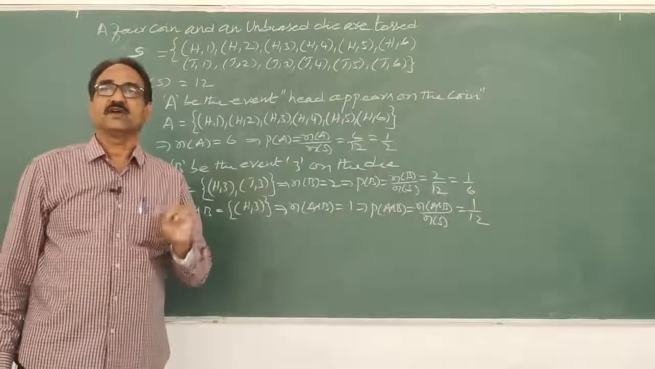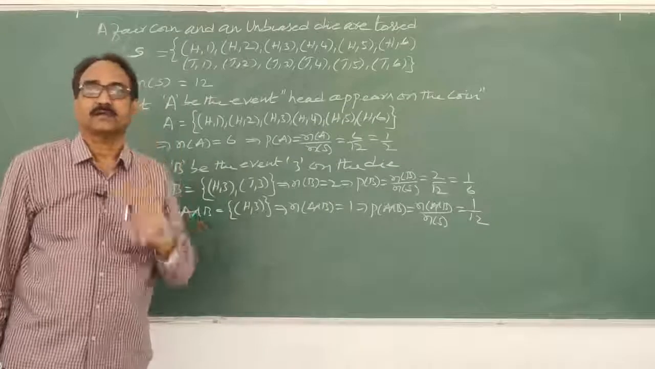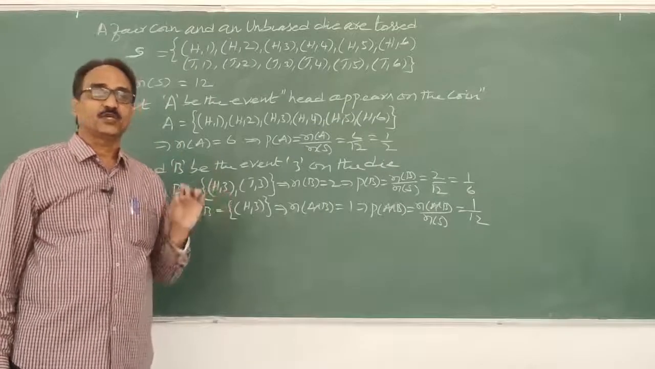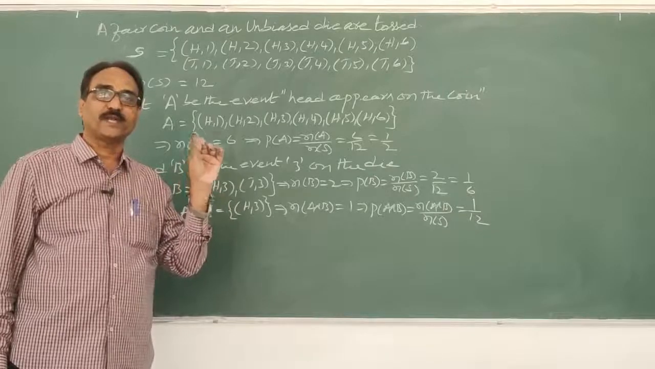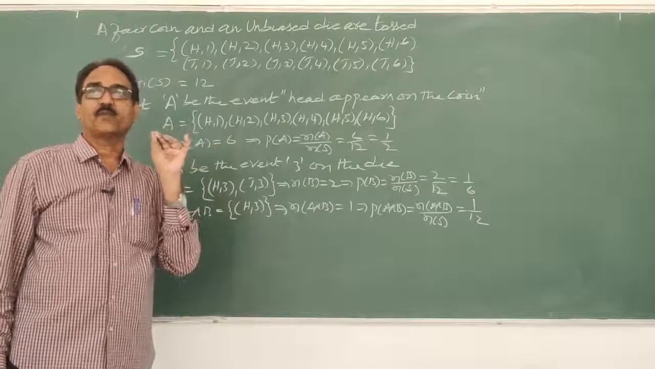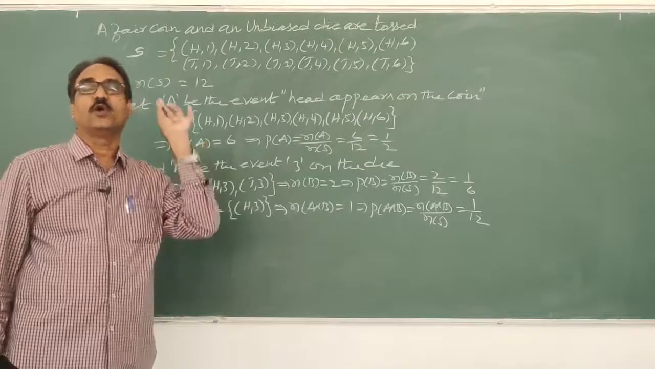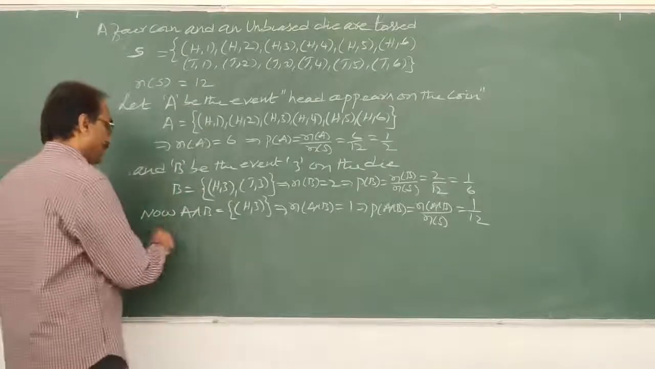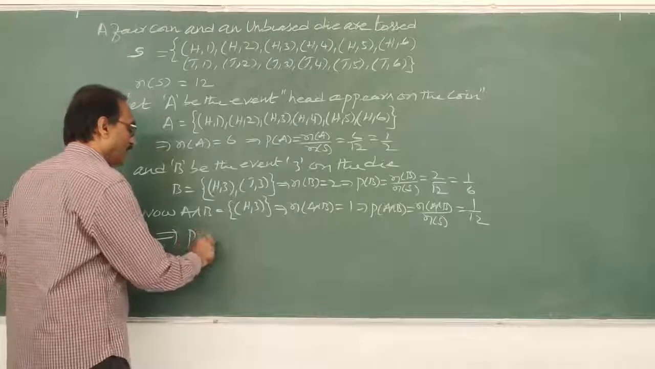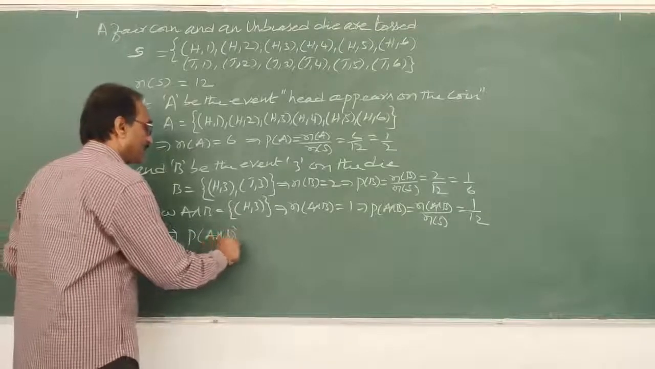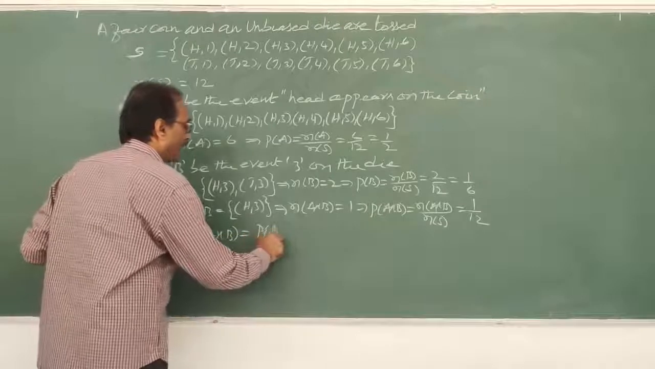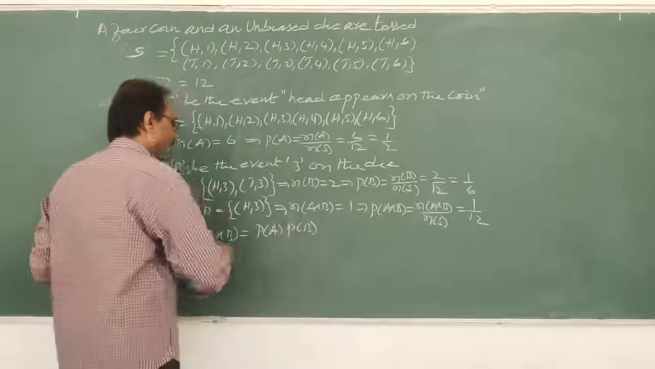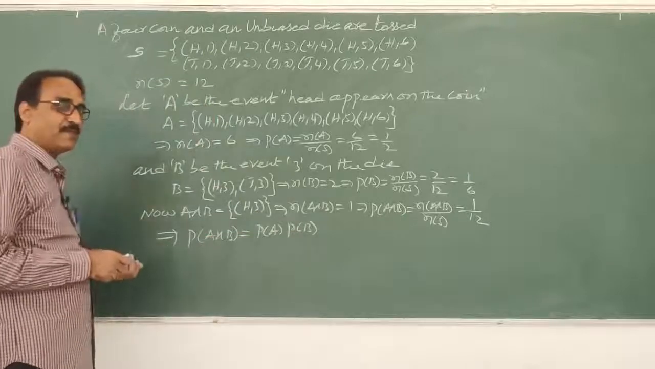Now he is asking whether the events are independent or not. So what have we learned? 2 events are said to be independent if the probability of their intersection is equal to the product of their individual probabilities. This implies P of A intersection B must be equal to P of A into P of B. This is the condition. When it is satisfied, we can say A and B are independent.